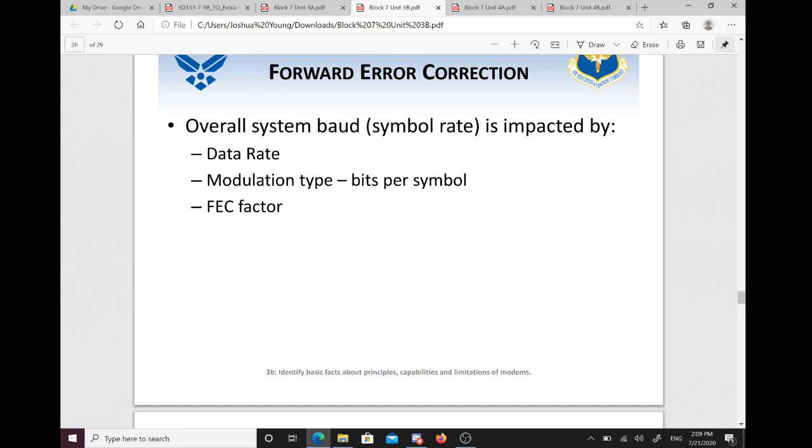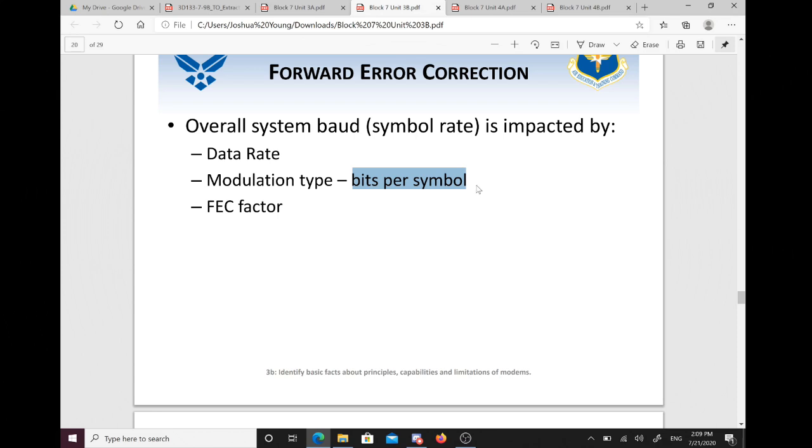And then your overall system, there's that word again, baud rate, symbol rate, is impacted by 3 different things. Your data rate, so how much information your system can process. Your modulation type, which is talking about your frequency shift keying, amplitude shift keying, binary phase shift keying, or QAM. And then how many bits per symbol are associated with that type of modulation.